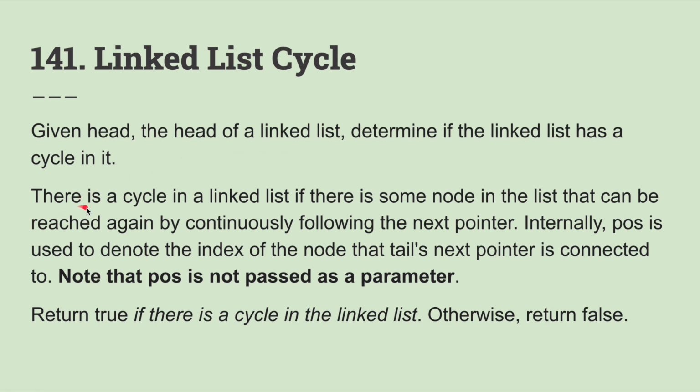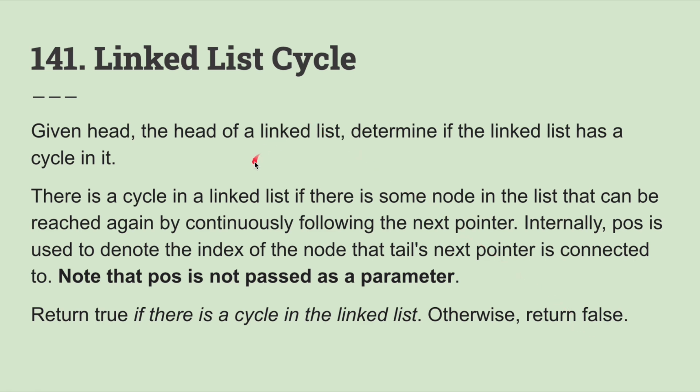Further, it says there is a cycle in a linked list if there is some node in the list that can be reached again by continuously following the next pointer. Internally, pos is used to denote the index of the node that the tail's next pointer is connected to. But note that pos is not passed as a parameter; in the function we have not been given this. You have to return true if there is a cycle in the linked list, otherwise false, yes or no.